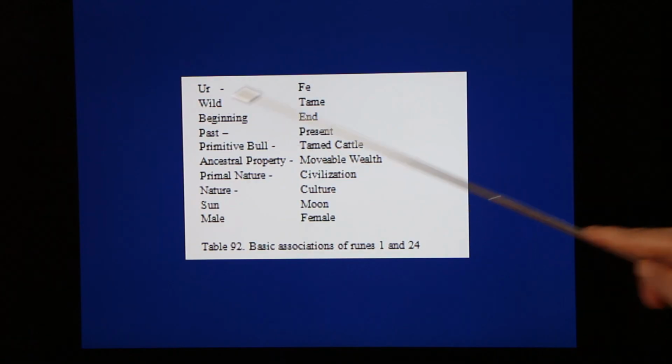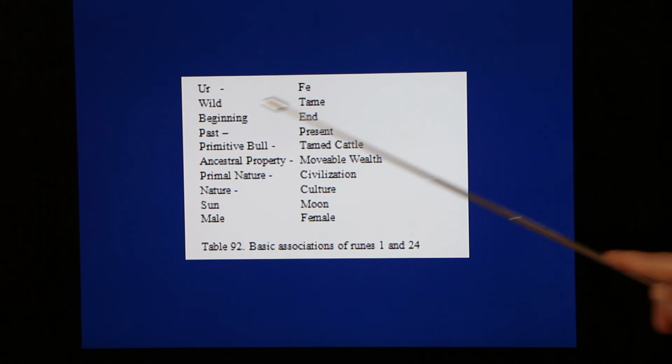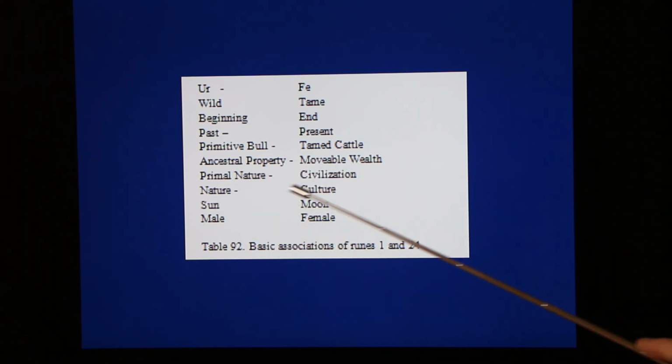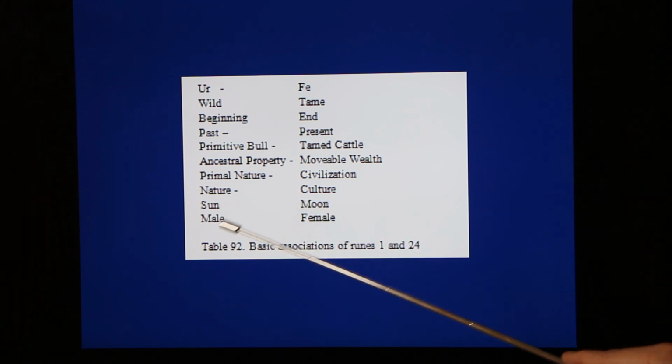So here we are at the end of this chapter, really, but we are at the beginning of the whole process. And so here I've just summarized those basic associations. So Ur and Fa, or Ur and Fe, wild and tame, beginning, end, past, present, primitive, tamed, ancestral property, movable wealth, primal nature, civilization, nature, culture, sun, moon, male, female. And so you have the whole of history summarized in these symbols that are also letters, which can then be rearranged in different ways to create the Western alphabets.